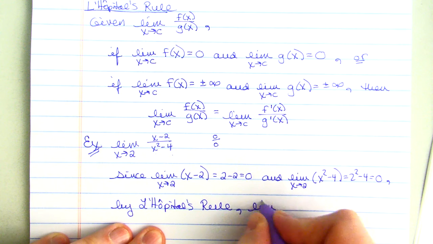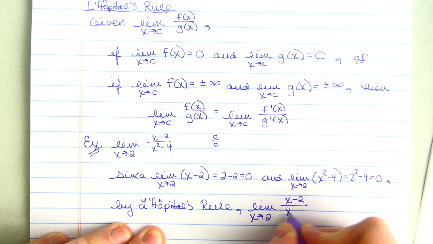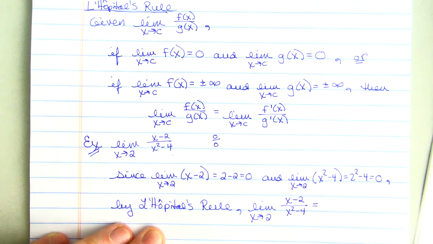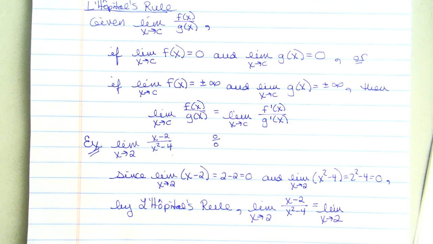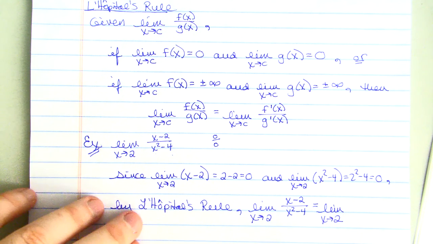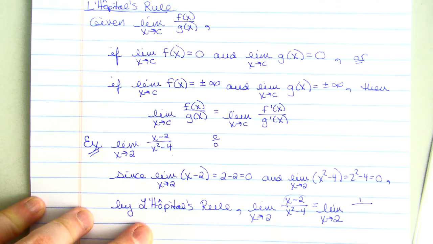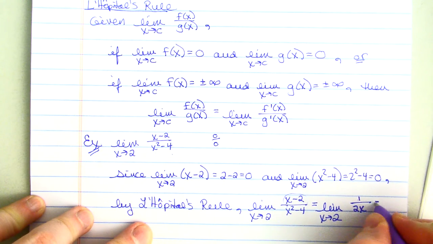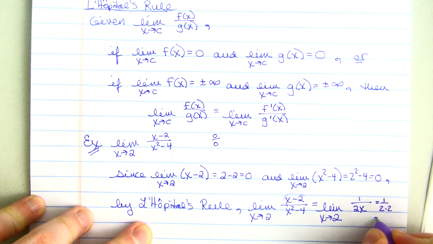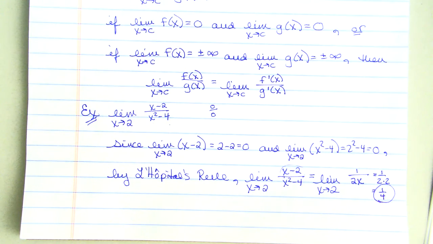the limit as x approaches 2 of x minus 2 over x squared minus 4 equals the limit as x approaches 2. L'Hopital's rule says I can do the derivative of the top and the derivative of the bottom. The derivative of the top, the derivative of x minus 2, that's 1. The derivative of the bottom, that's 2x minus 0. What am I going to do now? I'm going to plug in my number. I'm going to get 1 over 2 times 2. I'm going to get 1 over 4. That's my limit, and this is L'Hopital's rule.